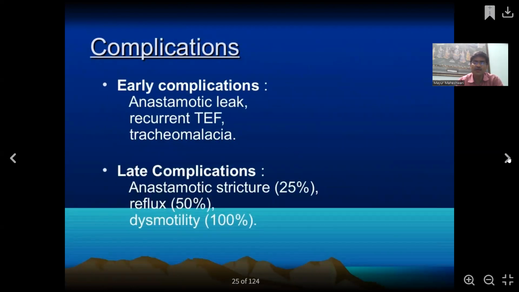Complications can be divided into early complications, which include anastomotic leak, recurrent tracheoesophageal fistula, or tracheomalacia. And late complications include anastomotic stricture, which occurs in as high as 25% of the cases. Reflux, these patients develop in 50% of the cases. And motility disorders are usually present in all the cases.